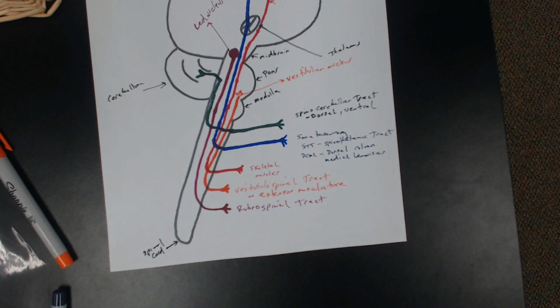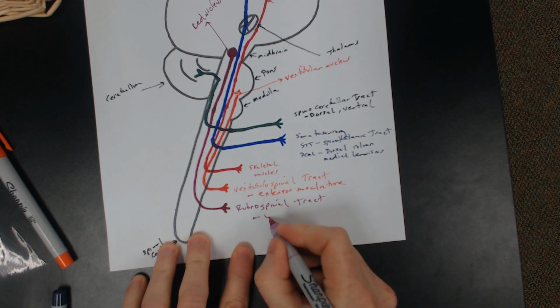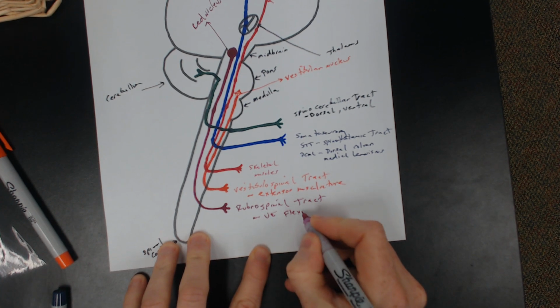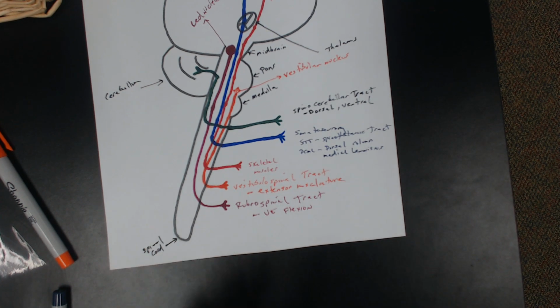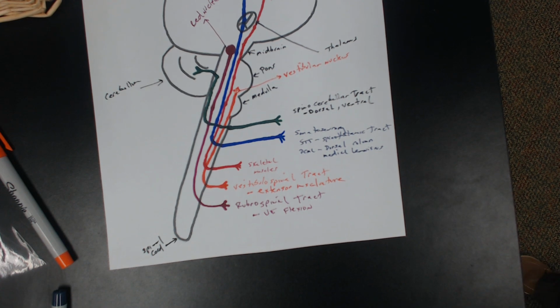Okay, the rubrospinal tract is going to carry, in humans, upper extremity flexion, in particular biceps flexion. You're going to learn next year in neurorehab that two different rigidity presentations exist. One's decorticate and the other's decerebrate. Decorticate presents with upper extremity flexion, like this.